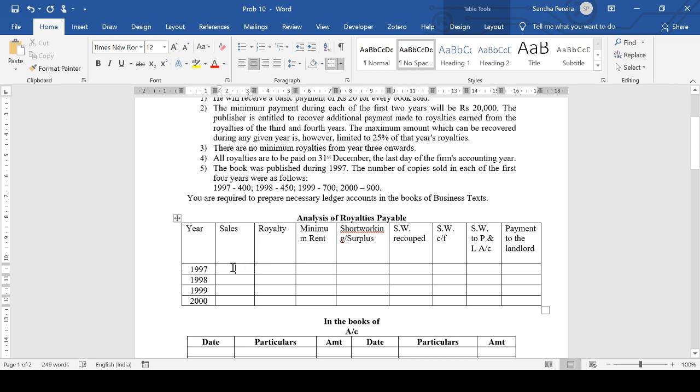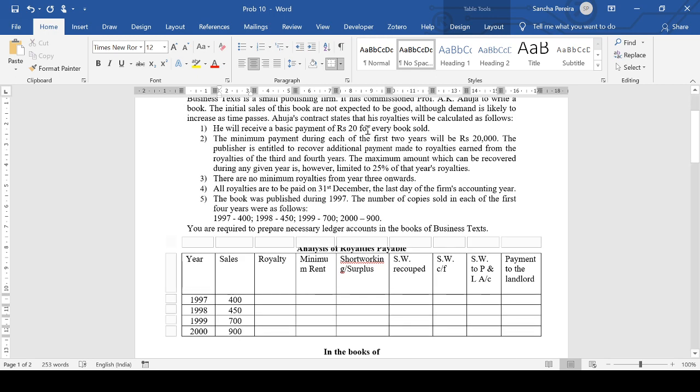The number of copies sold in each of the first 4 years were as follows: 400 in the first year, 450 in the second year, 700 in the third year, and 900 in the fourth year. The royalties are to be calculated. He will receive a basic payment of rupees 20 for every book sold. So 400 into 20 is 8,000. 450 into 20 is 9,000. 700 into 20 is 14,000. And 900 into 20 is 18,000.